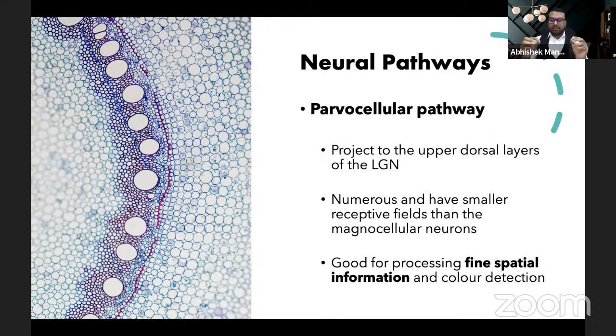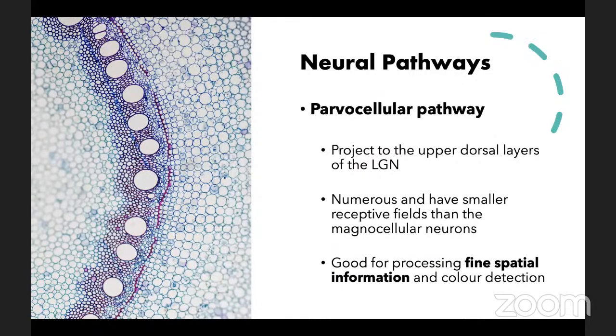But here it is very small. Because of its smaller nature of the receptive fields, it is good for processing fine spatial information and color detection, like accommodation. Accommodation is where you are confining yourself to a particular stimulus. It can be a word, it can be an object. So it is very confined, and that's why it's called fine spatial information processing. So that's why the parvocellular pathway is responsible for the accommodative response here.